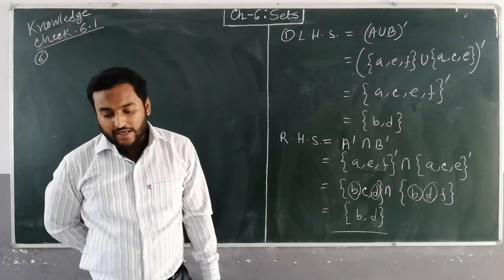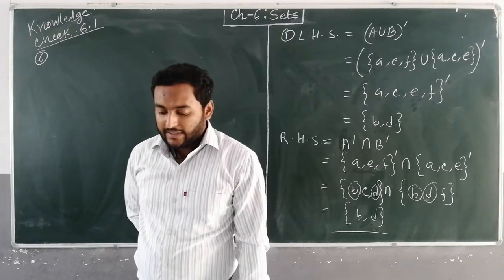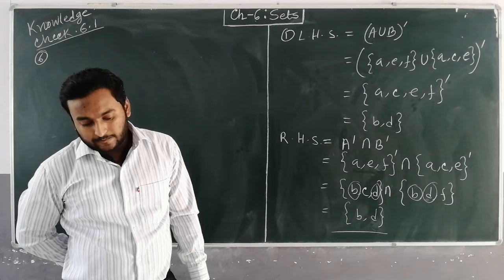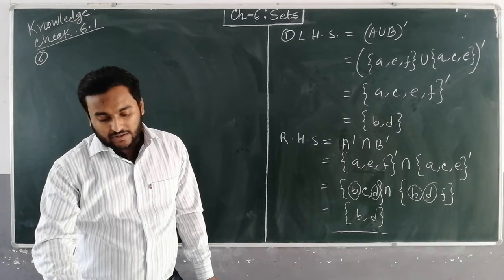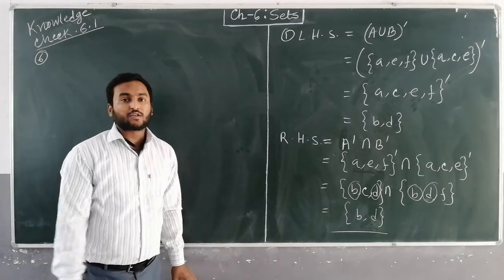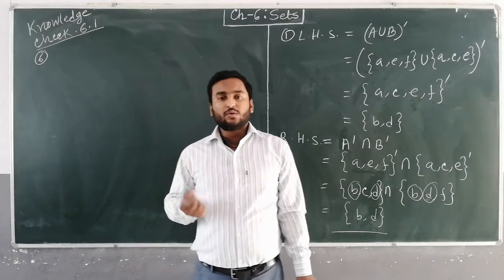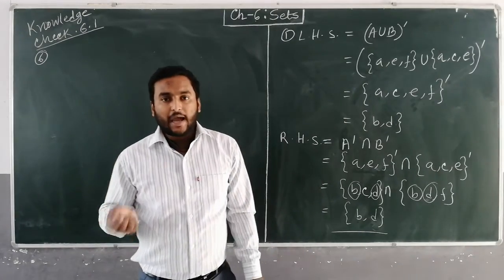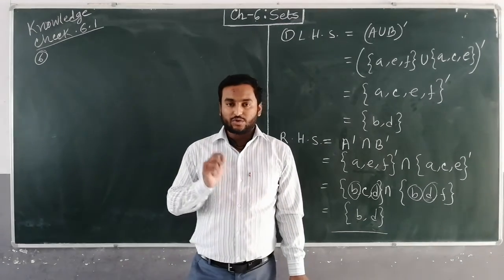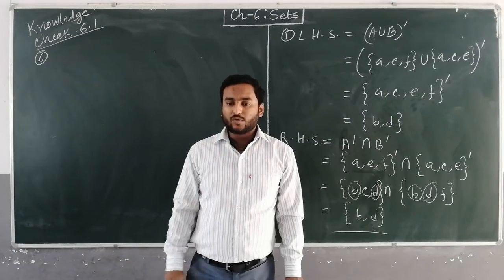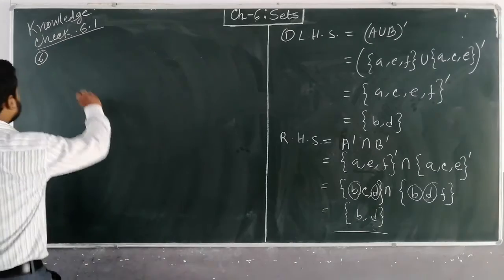And B is the set where the elements belong to natural numbers and are between 4 and 10. For these sets A, B and ξ as universal set, verify De Morgan's law. De Morgan's law, I told you, two laws are there. (A ∪ B) complement equals A complement ∩ B complement, and (A ∩ B) complement equals A complement ∪ B complement. So these two laws you have to verify. Okay. So the given things are ξ.